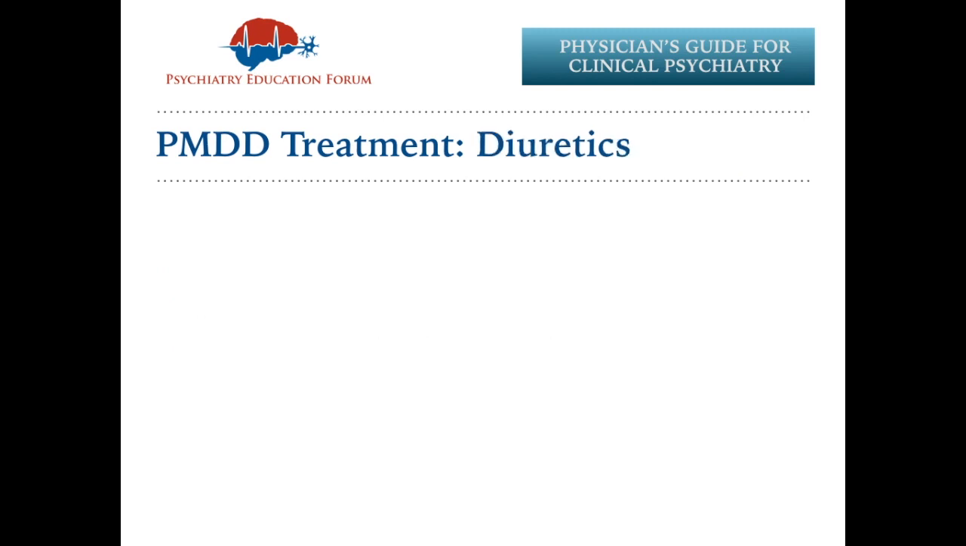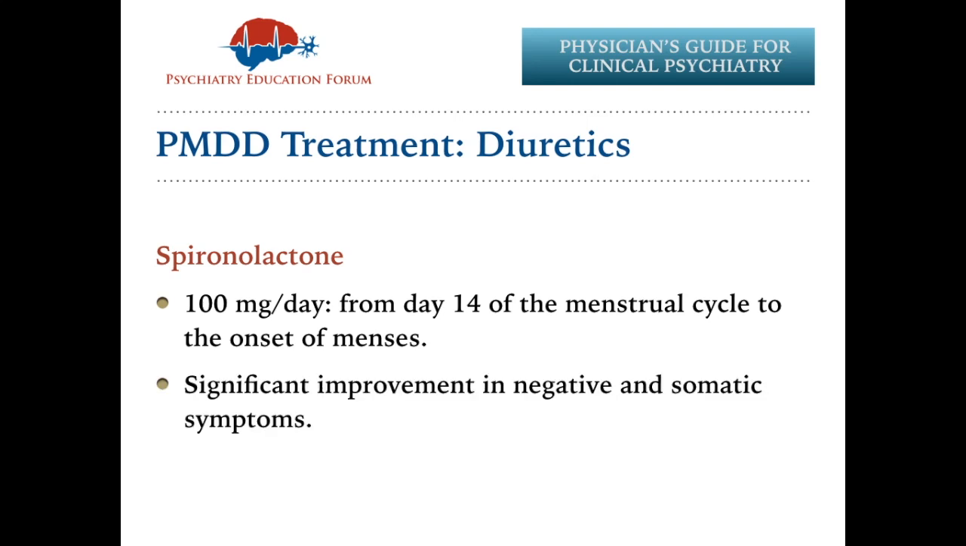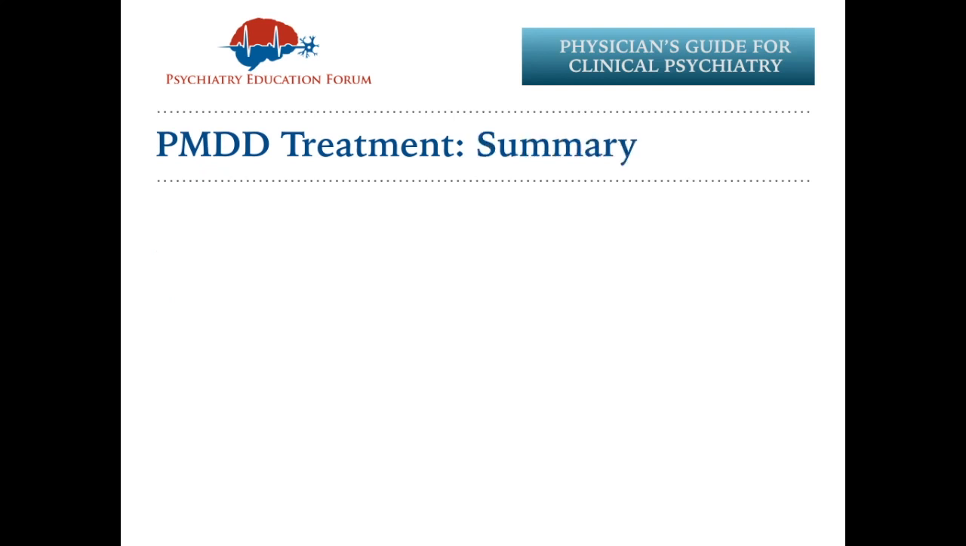Number 3 is diuretics. In that class, spironolactone is one that we were just talking about in that combination recently. Spironolactone has shown effectiveness in some studies. In one study, it was given at 100 milligram per day during the luteal phase, and it resulted in significant improvement in negative symptoms and somatic symptoms. I will not go into details of these studies here just for the sake of time. I know this podcast has gone really long, more than I expected. So, let's end this session with the summary here.